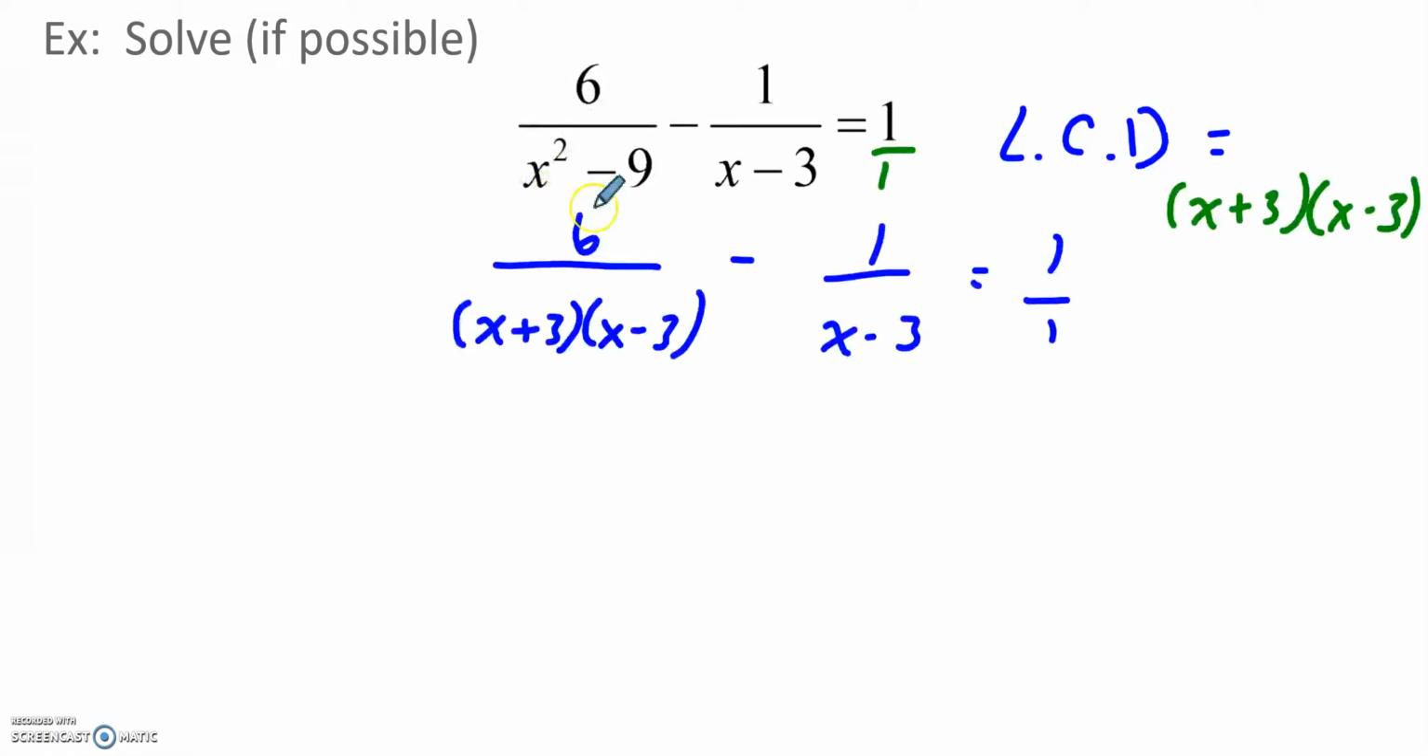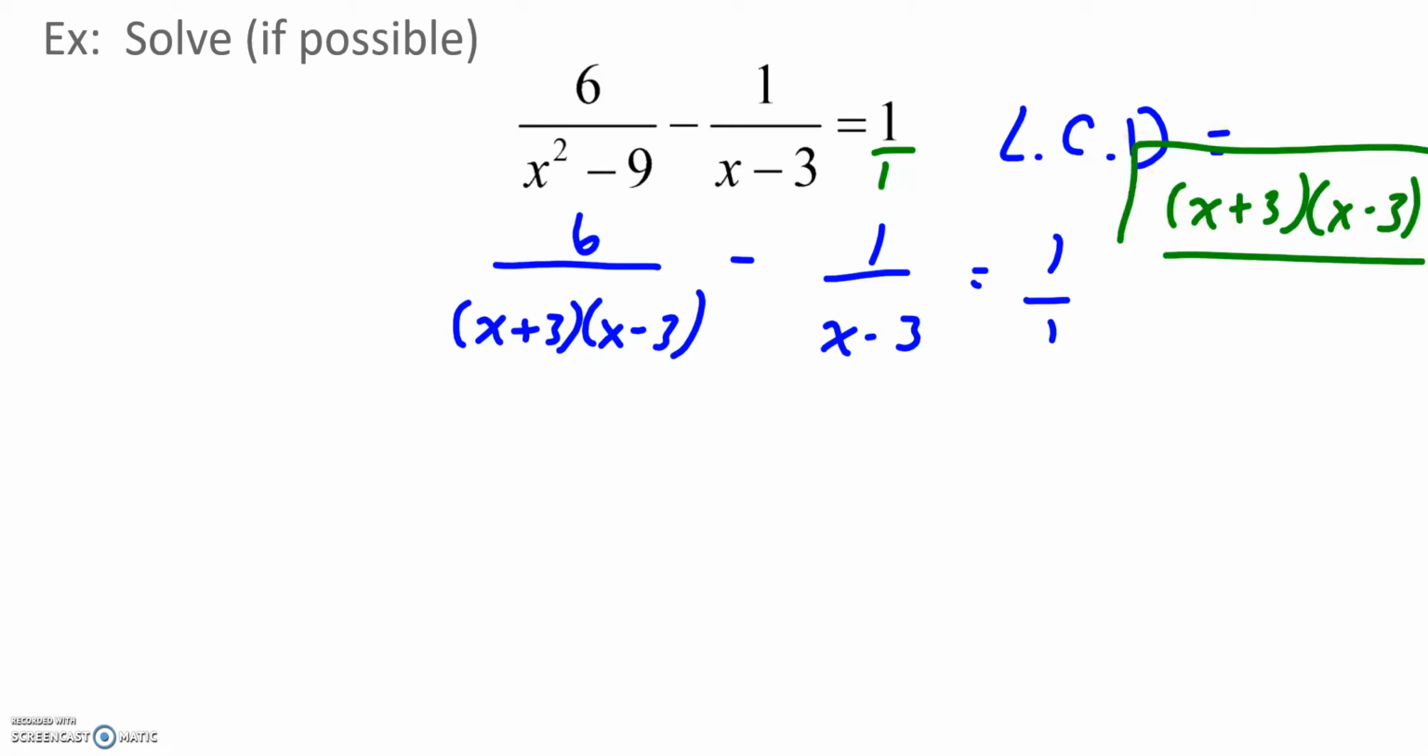Okay, so what I did first was I factored x squared minus 9 to be (x plus 3)(x minus 3). The second fraction had an x minus 3, and the third fraction had a 1. So I thought that the LCD had to be both x plus 3 and x minus 3 in order to continue the problem. So this was my LCD.